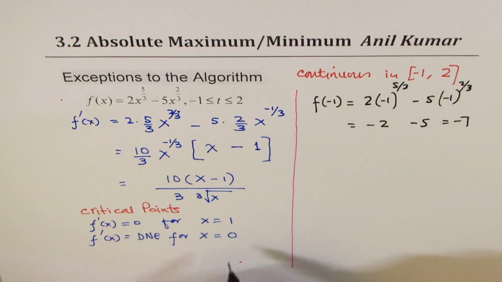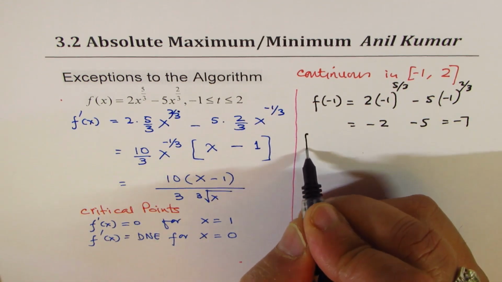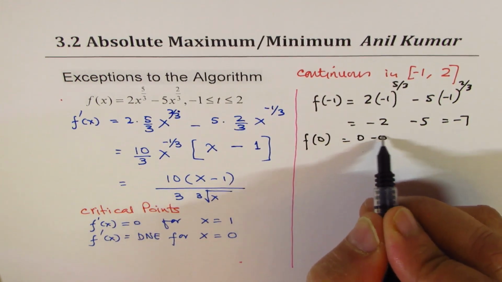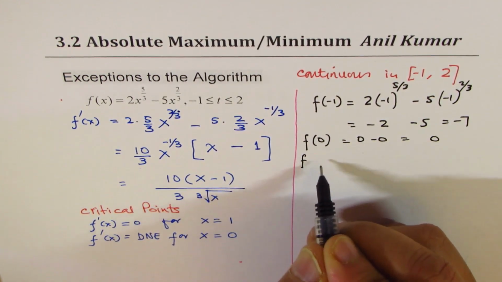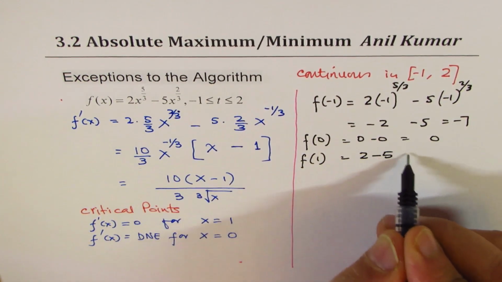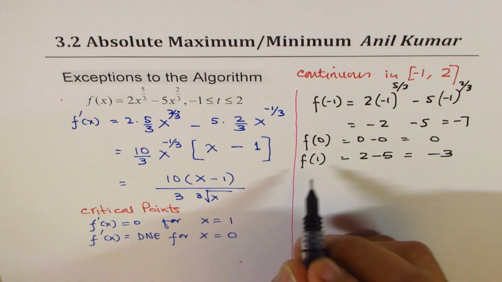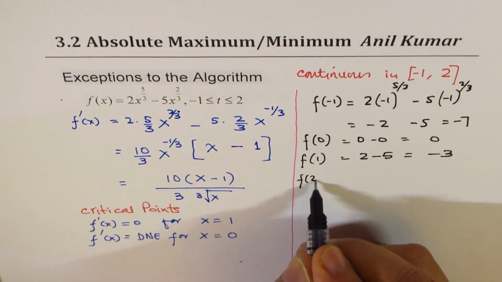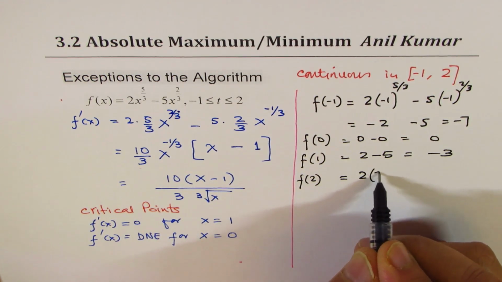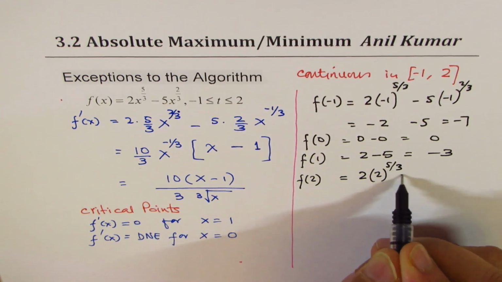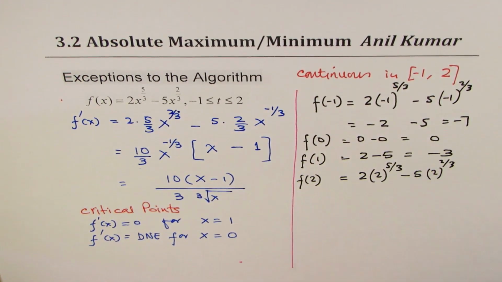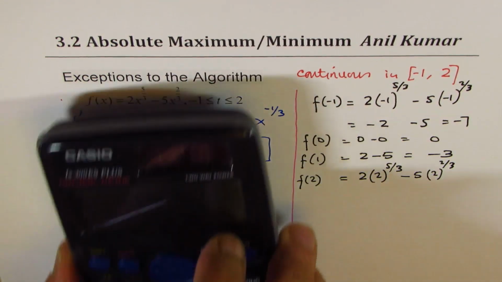Now let's check 1 and 0, then we'll check 2 also. Okay, so let's check 0. So f of 0 is 0 minus 0, which is 0. And then let's check the value at 1. If I write 1 here, I get 2 minus 5, which is minus 3. And if I write 2 here, f of 2, I may have to use a calculator now. So we have 2 times 2 to the power of 5 over 3 minus 5 times 2 to the power of 2 over 3, right? So let's use the calculator to figure this out.